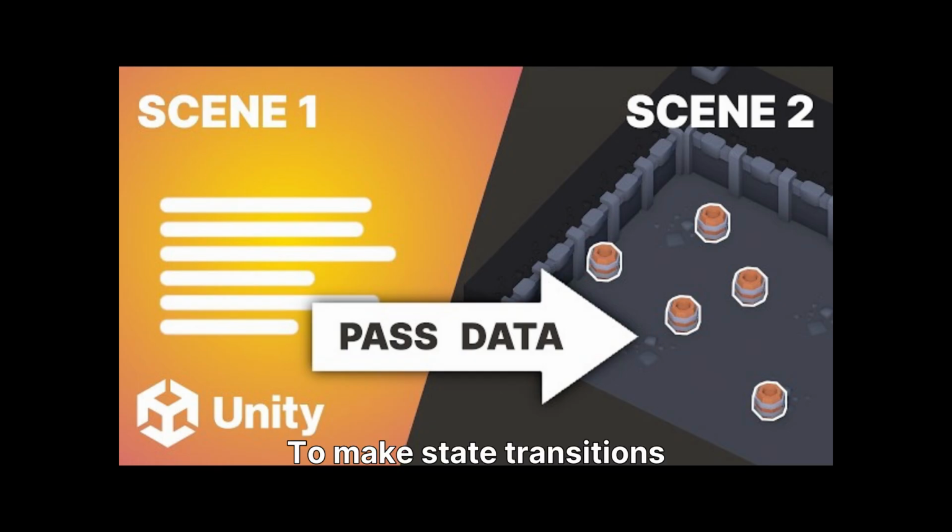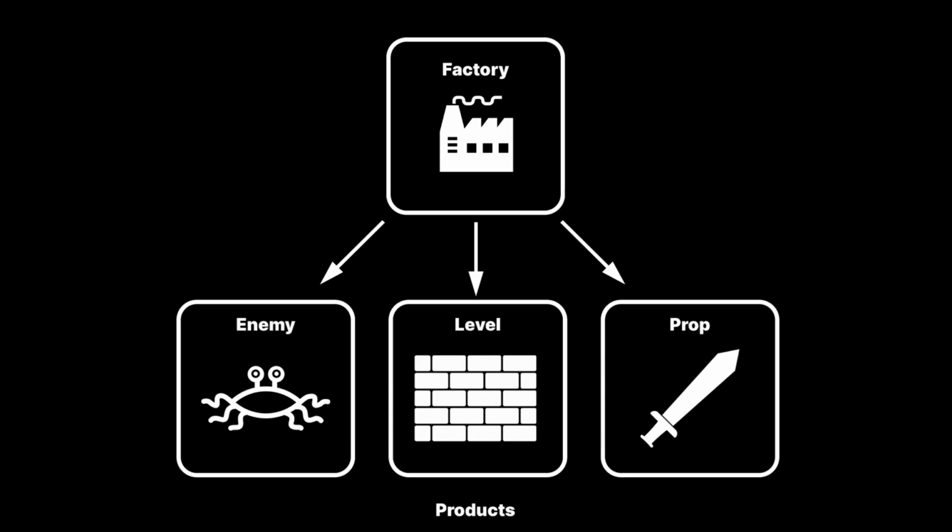To make state transitions more dynamic, you can pass data between states. For instance, passing the player's last known position to an enemy's chase state. This allows the new state to immediately act upon relevant information from the previous state. This allows states to be more context-aware and reduces the need for states to directly access components they shouldn't be responsible for. By passing data, you maintain a cleaner separation of concerns and improve the modularity of your state machine.